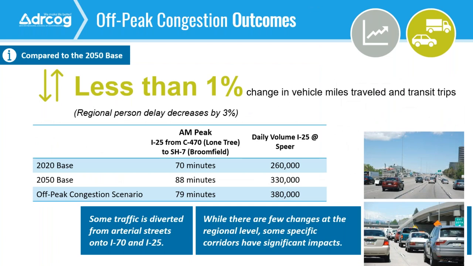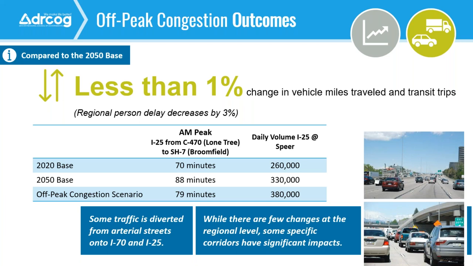So this is just one corridor we're altering. And at the end of the day, the model estimated that there's not much change at all in vehicle miles traveled or transit trips, less than 1% impact. Obviously, on that I-25 corridor in particular, if you look at the numbers in that table, there are significant changes in terms of both the volume and the speed. Even with the widening in the off-peak congestion scenario, it still takes longer to travel that corridor than today. But you're talking about an extra 120,000 vehicles on the road compared to today.